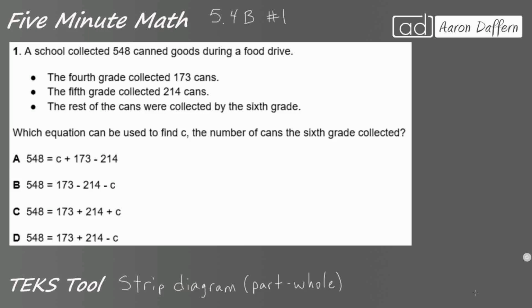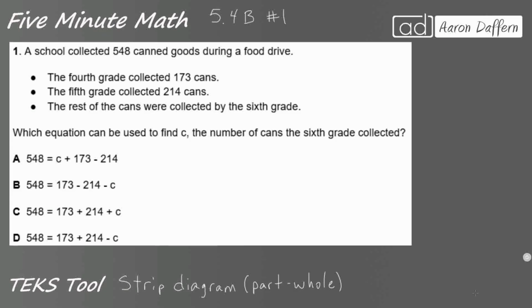Today we are looking at the TEKS tool strip diagram, focusing on part-whole relationships with a problem related to TEKS 5.4b, and we will solve it in 5 minutes or less. If you haven't done so already, please take a moment to pause the video, work this problem out on your own, then unpause it. We will look at our answers together.